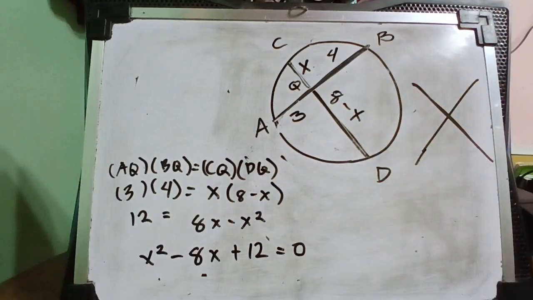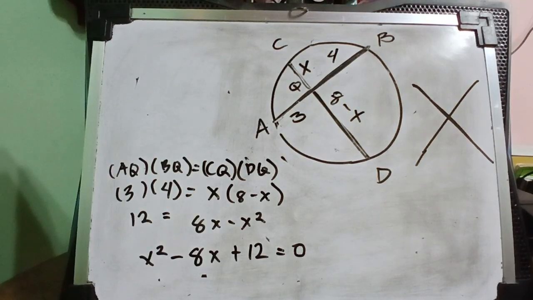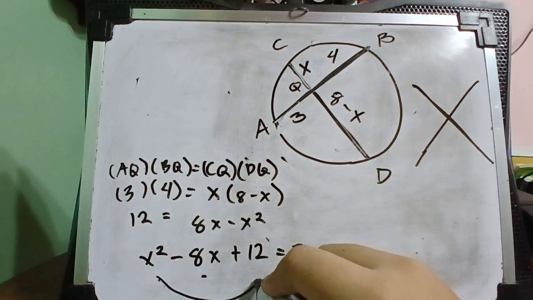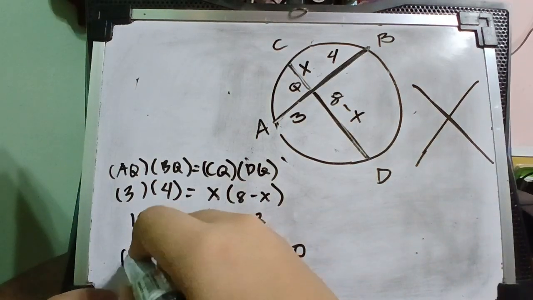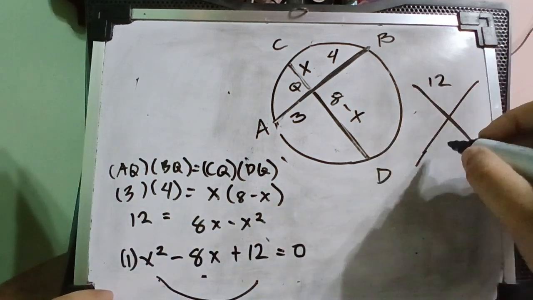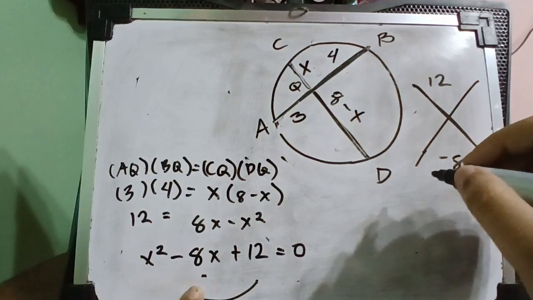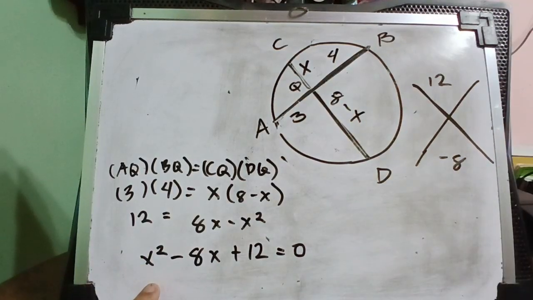So, alam niyo ba to, yung iba sa inyo gumagamit ng tic-tac-toe, diba? Pero sa akin ganito. So, first is that you're going to get the product of these two, which is 1, may invisible 1 dito. So, 12, and then dito naman yung negative 8. Now, you're going to find two numbers in which yung sum nila ay magiging negative 8 and yung product nila ay 12. It's positive 12.